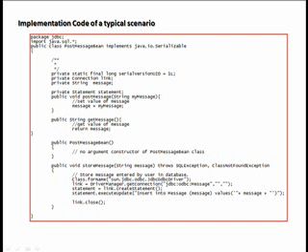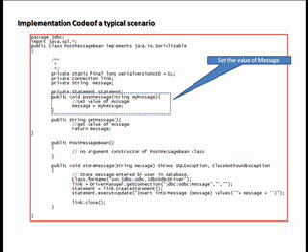Implementation code of our typical scenario: we use an HTML form to accept a message from the user, and we use a JSP page to retrieve the message and display it. The user post message bean class has been used to store the message in the database, and we write JDBC code in PostMessage.java to connect to an MS database to store the message.